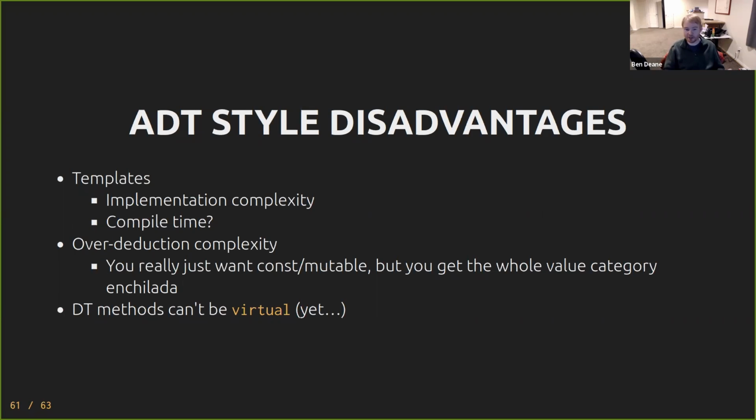And finally, deduced this methods can't be virtual, at least yet. So if your use case is going to involve true runtime polymorphism that you need to preserve, then that's your lot in life.